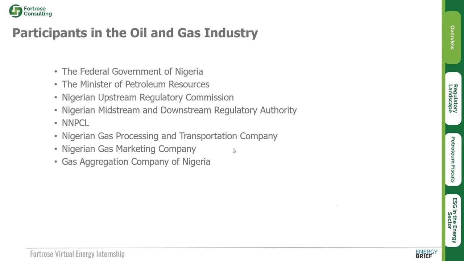So the Gas Aggregation Company of Nigeria acts as between off-takers. They are strategic aggregators, meaning they process gas buyer requests and facilitate gas sale transactions within the natural gas sector, basically. So that is what they do.